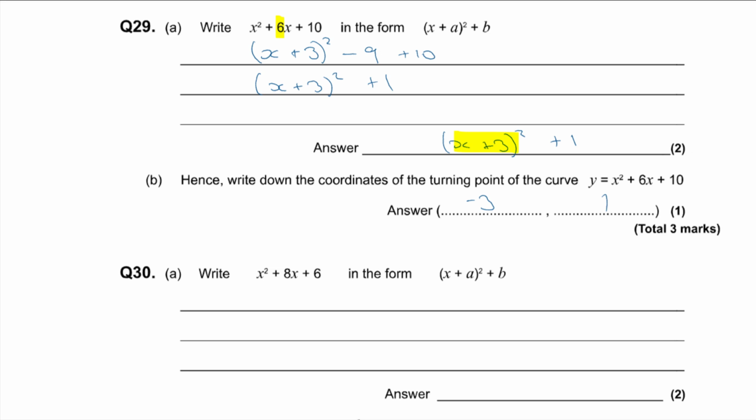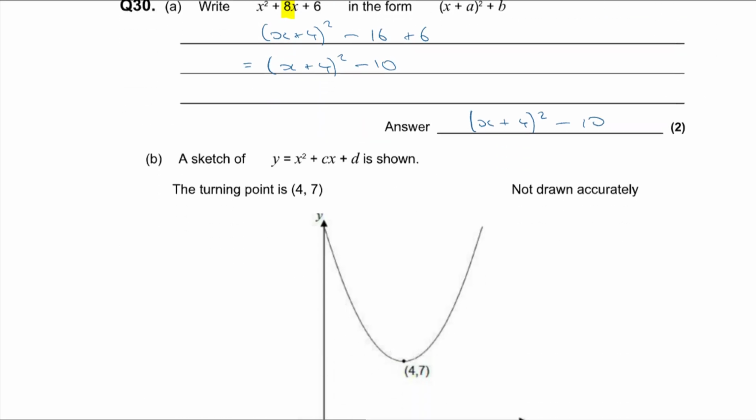Question 38, write down x squared plus 8x plus 6 in the form x plus a all squared plus b, so again in completed square form. So we're going to take this coefficient of x, we're going to halve it, I'm going to write down x plus 4 all squared, subtract the square of 4, which is 16, and plus 6 that was already there, and then tidying that up, x plus 4 all squared, minus 16 plus 6 is minus 10. So that's my complete square form: x plus 4 all squared minus 10.